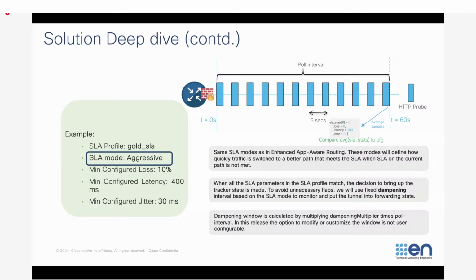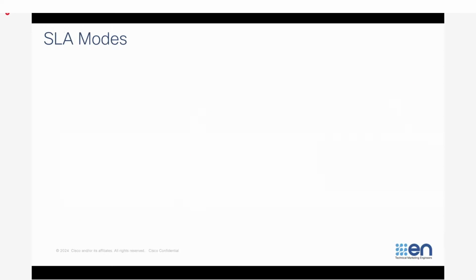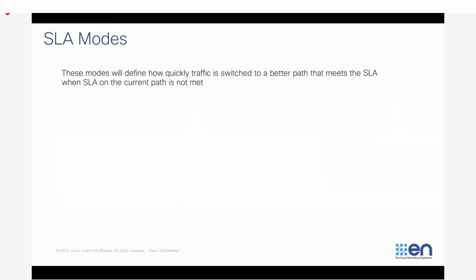So this is to avoid a situation where you have some constant degradation happening, and we don't want to react and cause other issues with respect to your applications. So that is enabled by default. And let's look at what are the modes that we support. As I said, these modes will define, let's say, your traffic is going through a tunnel, and let's say your tunnel is out of SLA.